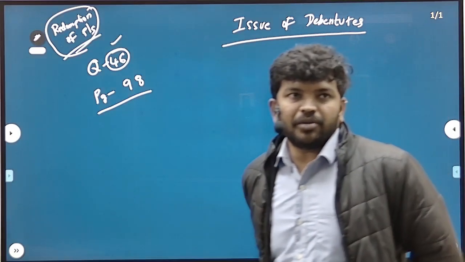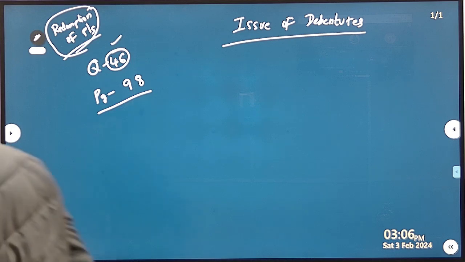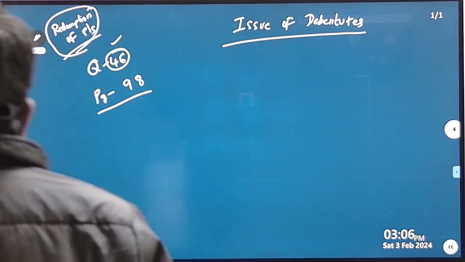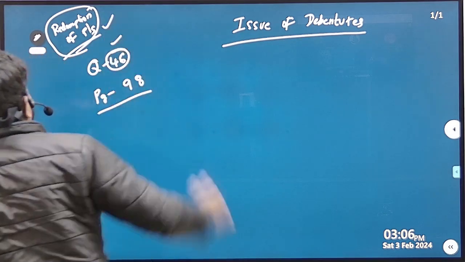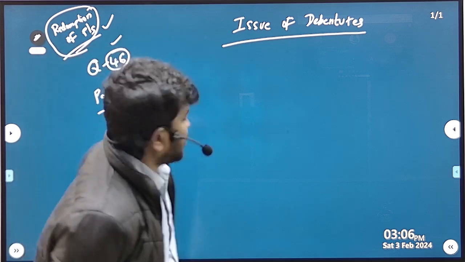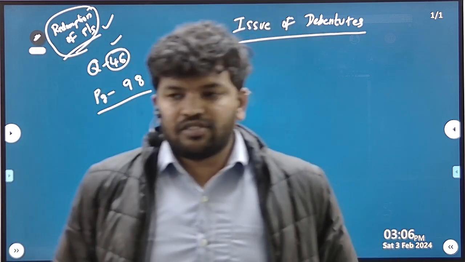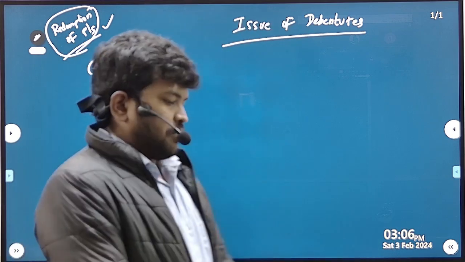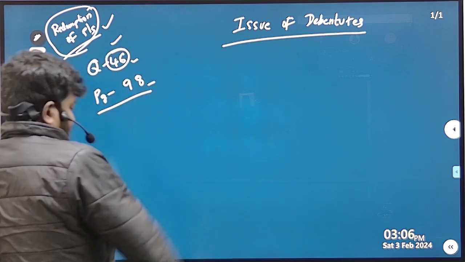Issue of debentures. We have done till redemption of preference shares. Now we are going to see issue of debentures. Sum number 46, page number 98.